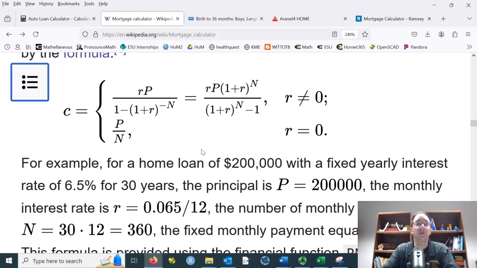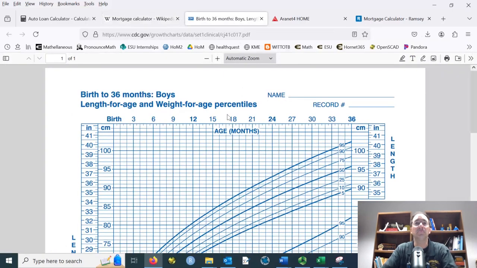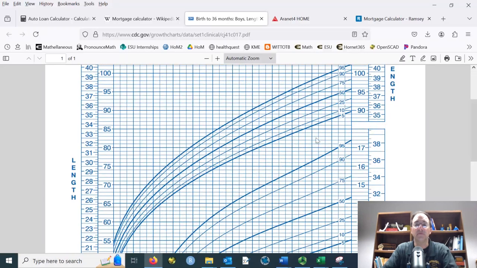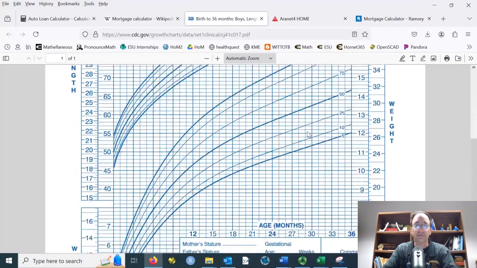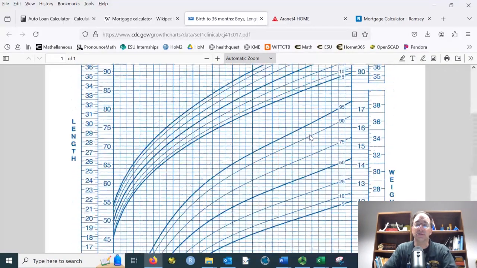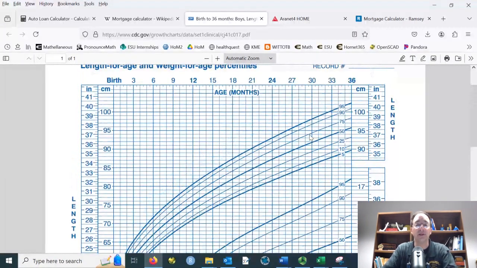The first one of those might just be a chart. And you may have seen an example of this when it comes to calculating a percentile for a child's weight or length. So here's an example from the CDC for boys of 0 to 3 years. And if you look at this chart, you can immediately find the percentile for that baby's length and weight. And once you get used to this chart, it's not too bad to use. There's no calculations involved, and then you can move on.